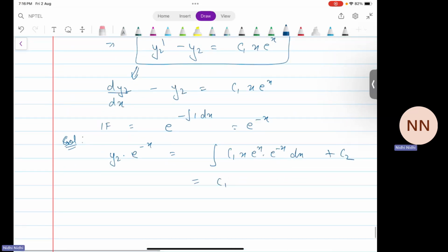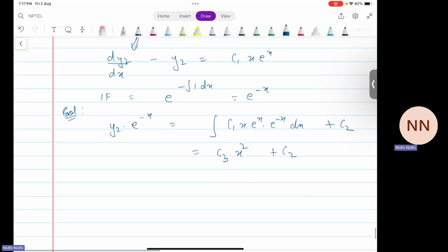So this gives us c1 x squared, or we can write it as c3 x squared, where c3 is just c1 by 2, plus c2. This gives us y2(x) is equal to c2 e to the power x plus c3 x squared e to the power x.